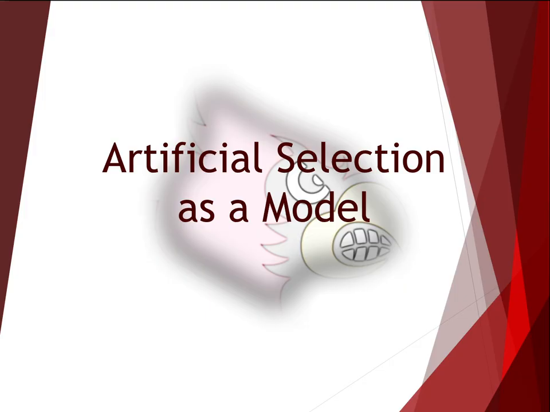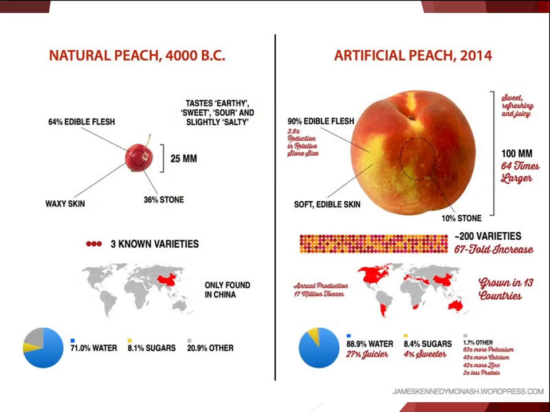Artificial selection as a model. During the 18th and 19th centuries, many new plant and animal varieties had been bred through a process called selective breeding. Selective breeding involved taking individual plants or animals with desired traits and crossing them or breeding them. The resulting offspring would be selected for the same desired traits. This would usually take place over a number of generations until a new breed was produced.